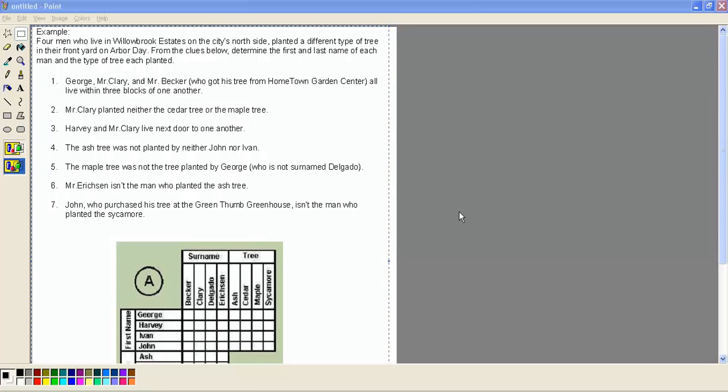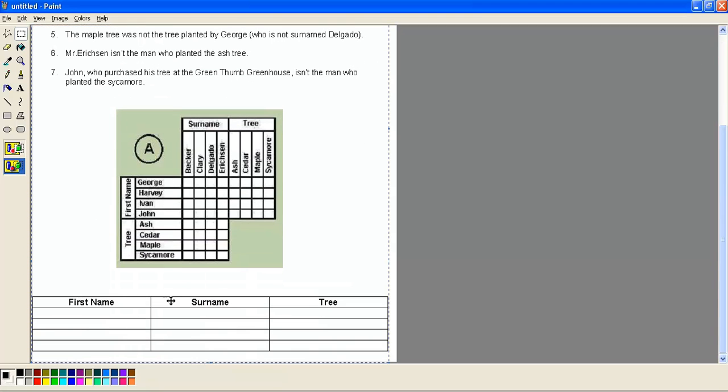Okay, so I'm going to show you how to solve a logic problem. At this point, you should pull out your copy of this logic problem sheet and fill it out along with me to make sure you get the correct answer. This problem says there are 4 men who live in Willowbrook Estates on the city's north side. They planted a different type of tree in the front yard on Arbor Day. From the clues below, determine the first and last name of each man and the type of tree they planted.